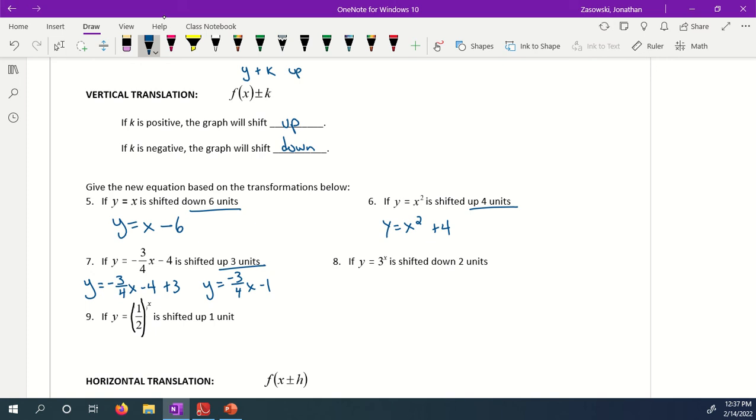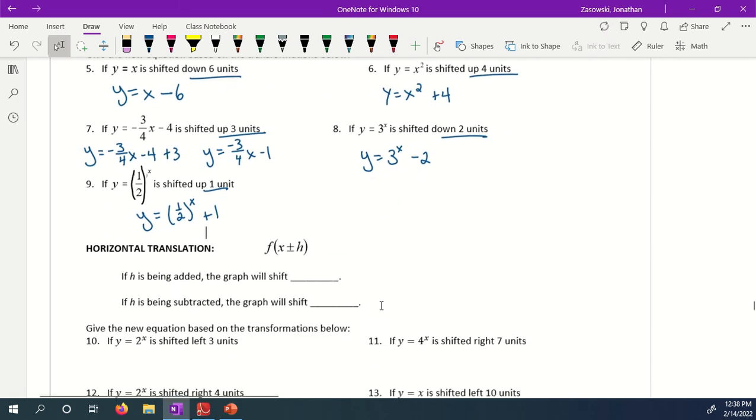All right. If we take our exponential function here and we shift it down 2, we're just going to take our y equals 3 to the x and we're going to subtract 2. And if we take our y equals 1/2 to the x and we shift up 1, we're just going to take our function, which is y equals 1/2 to the x, and we're going to shift it up 1 by adding 1. That's it. So anytime you want to shift the graph up or down, you add a number to go up and subtract a number to go down.